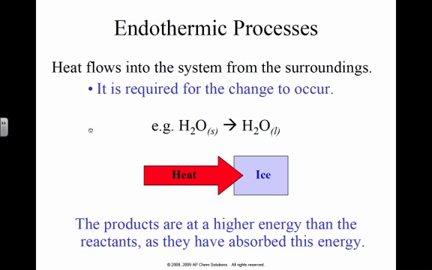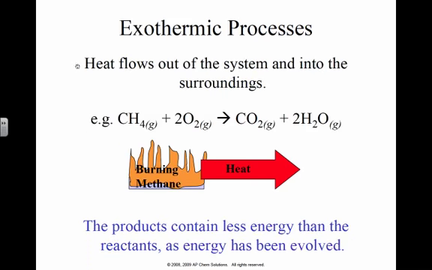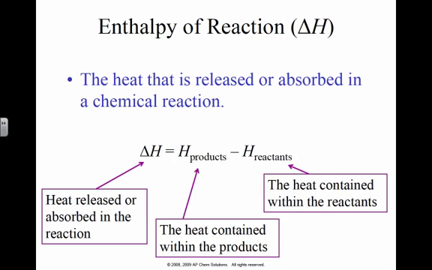This is called endothermic. Exothermic is when the heat flows out of the system to the surroundings. So if you burn methane like in a Bunsen burner, and you're burning that methane, all that heat is released to the surroundings. That's called exothermic. The products, in this case, contain less energy than the reactants, as energy has been released.